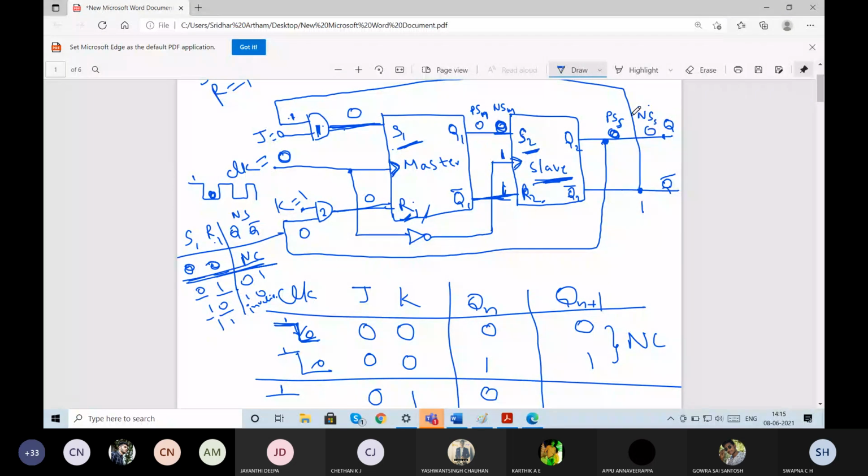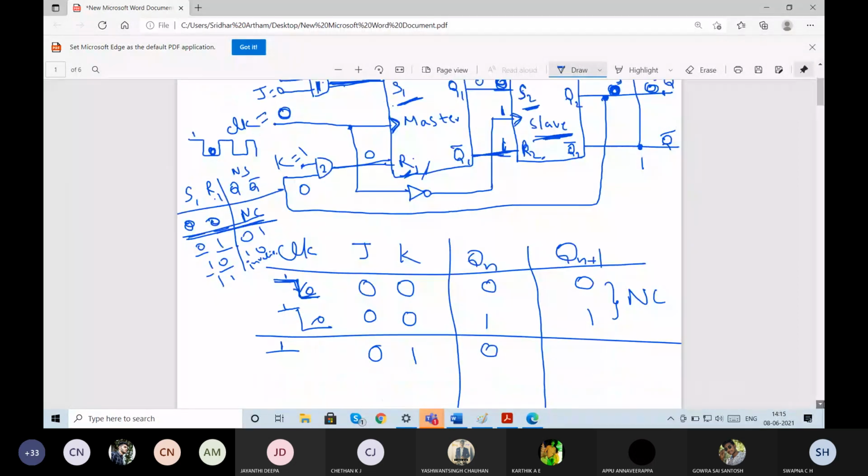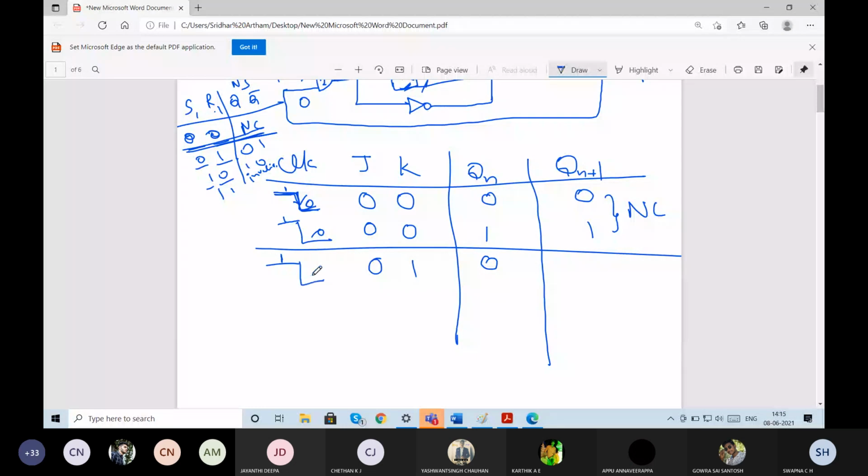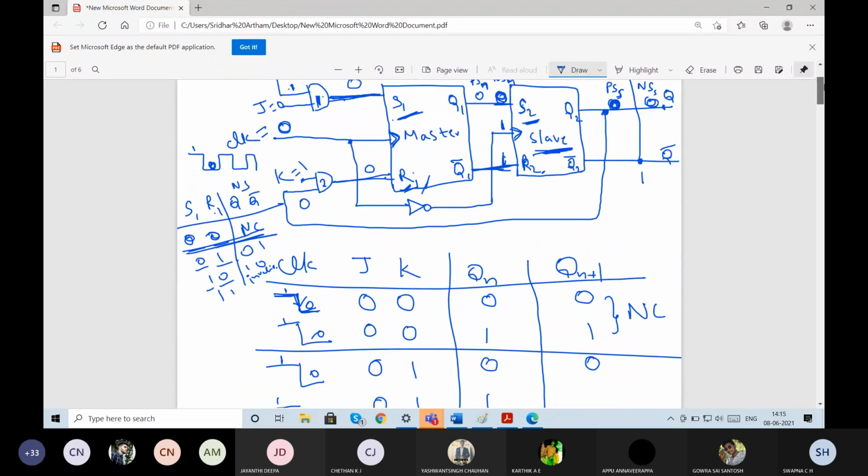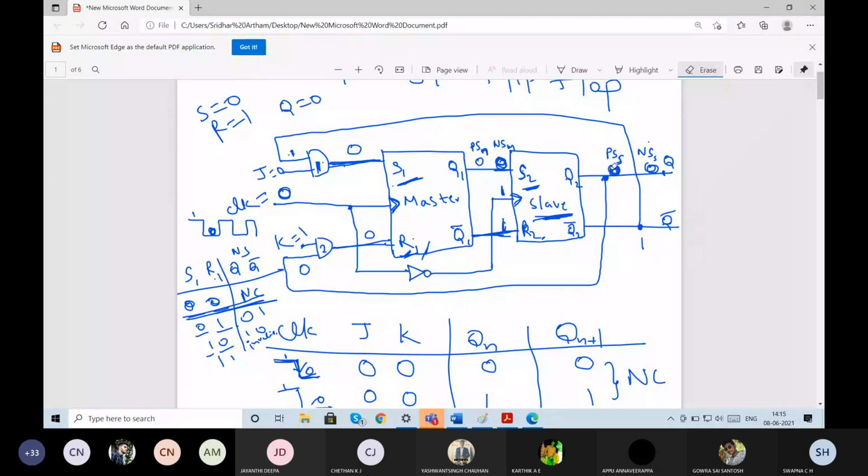So the present state is whatever state it was, it is the same. So it means that here the next state after one complete clock is also equal to 0. Now I need to go for the next case. Clock is 1, J is 0, K is 1, and the present state is 1. Maybe as I go on, it will become clear for you. If it is not clear, don't worry, I'll repeat it.